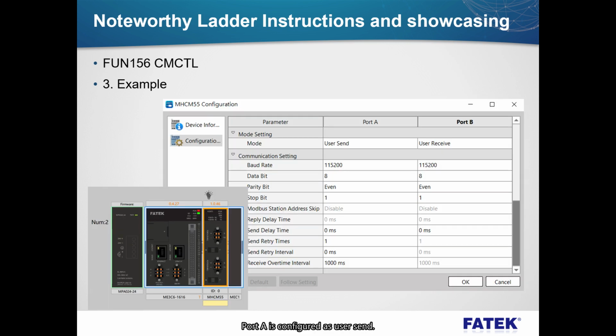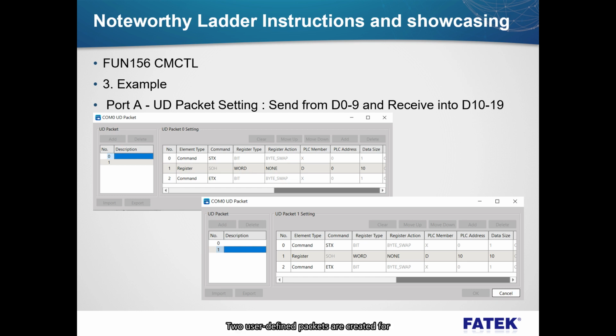Port A is configured as user send. Port B is configured as user receive. Baud settings are configured the same. Two user-defined packets are created for port A, both of which start with STX and end with ETX. One is related to D0-D9, and the other is related to D10-D19.